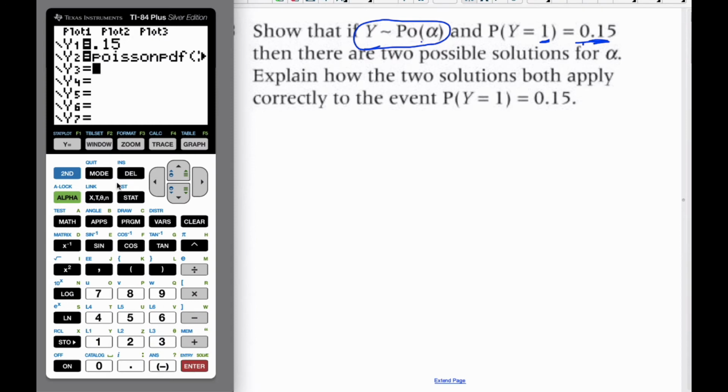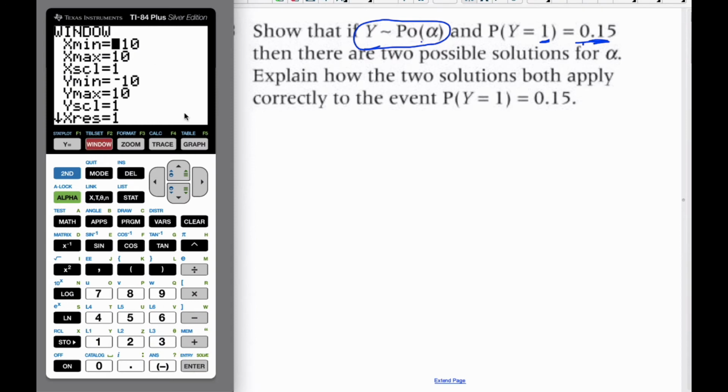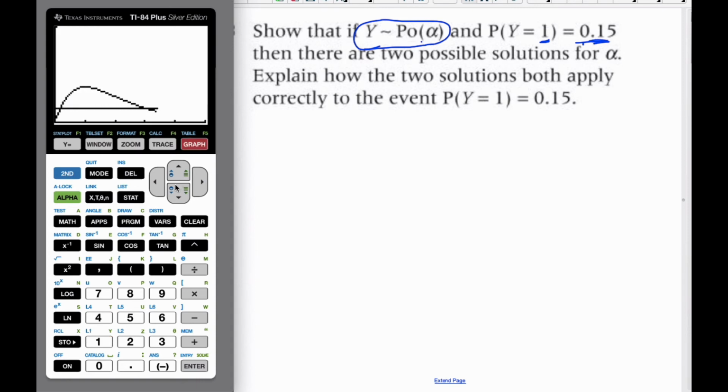I'm going to enter it in, and now I'm going to go to my window. Now I recognize that x is this mean value, and it's going to be close to 1 because this probability is relatively high. And so I'm going to start at 0 and go up to 5, and that should be sufficient because I know it's going to be close to 1. My y values are looking up probabilities, right? So I know it has to be between 0 and 1. And then let's just graph it and see what we get.